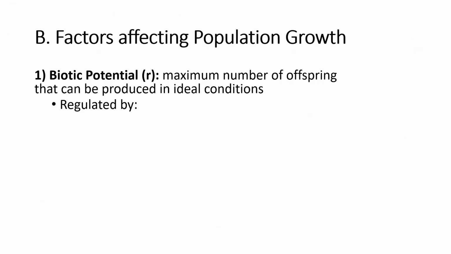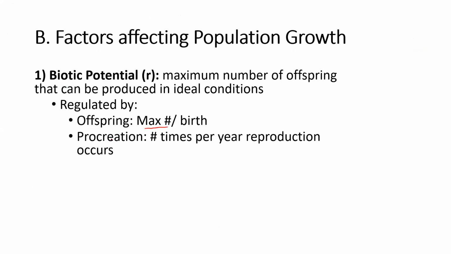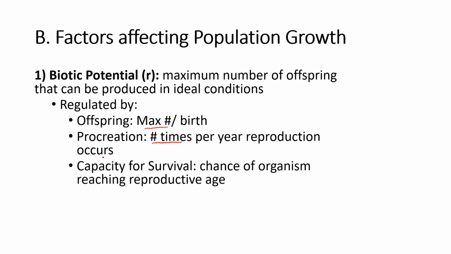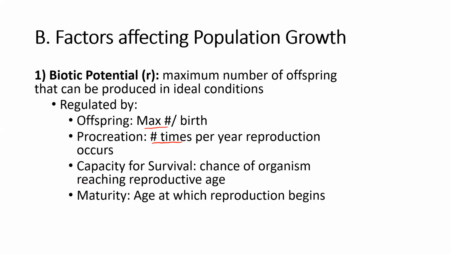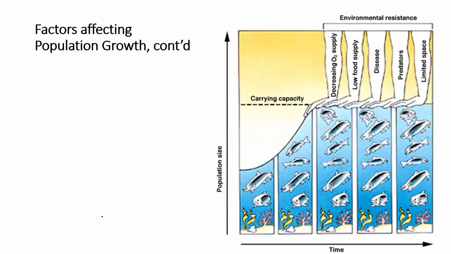Okay, factors affecting population growth. Biotic potential is the maximum number of offspring that can be produced in ideal conditions. So it's regulated by the number of offspring, how many times an animal can reproduce in a year, capacity for survival, the chance that they'll reach reproductive age, maturity, the age at which reproduction begins, and length of life.